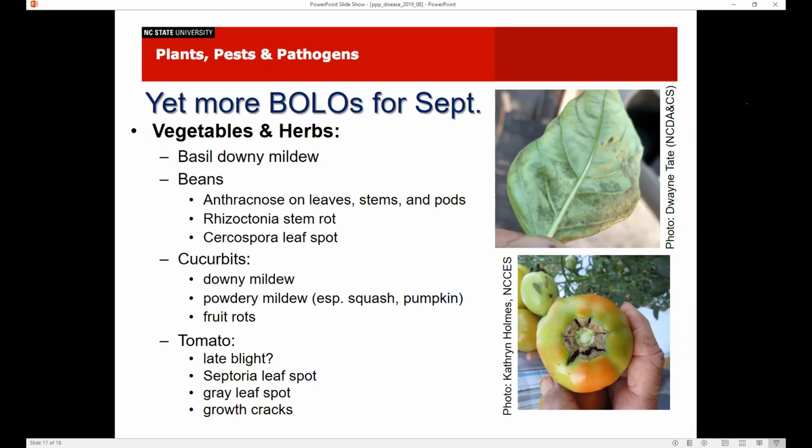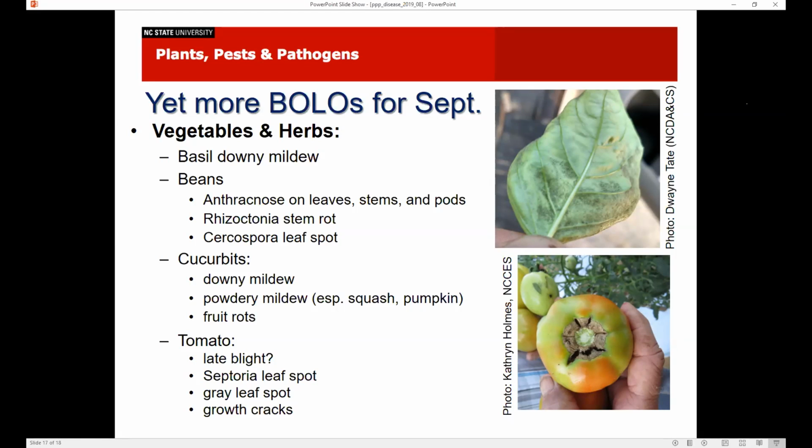Tomato, always in the late season, be on the lookout for late blight, especially in the mountains. I didn't check to see how extensive it is this year. Haven't heard a lot about it though, which is good. Septoria leaf spot, a very common disease on tomato, and gray leaf spot as well, caused by Stemphylium. And then I tossed in growth cracks as well.